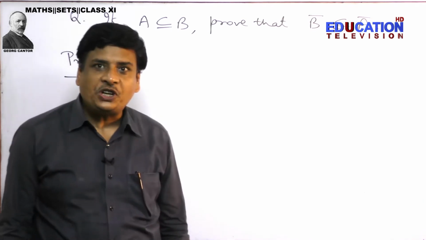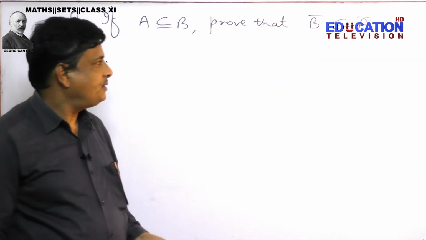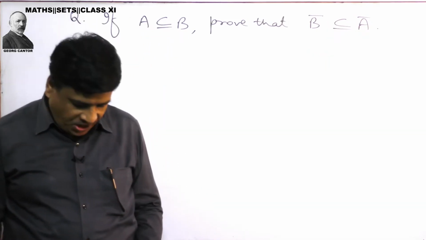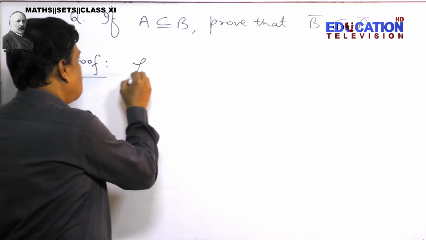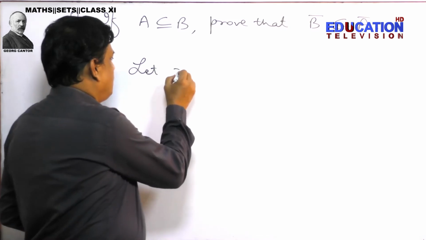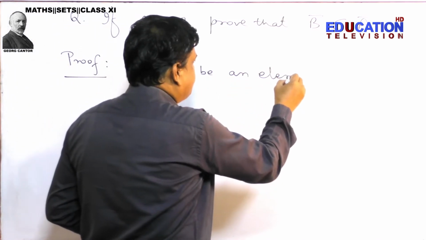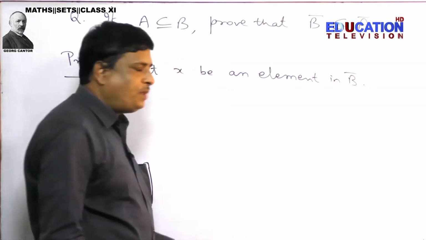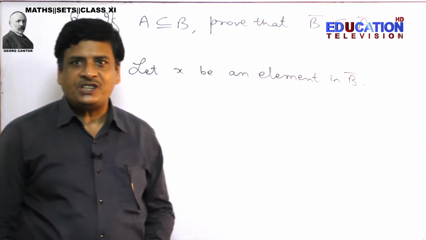If A is a subset of B, then B complement is a subset of A complement. We have to prove B complement is a subset of A complement. To prove a subset, take any element in that set. Let X be an element in set B complement.